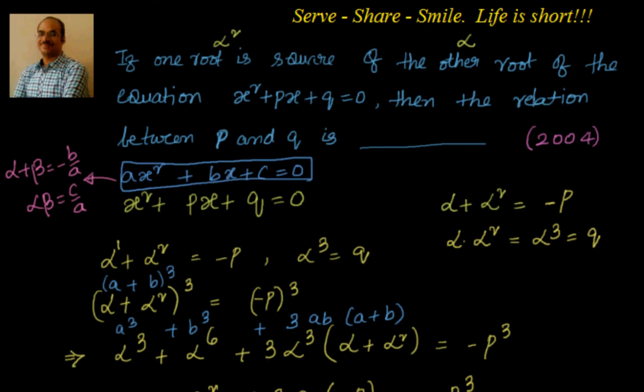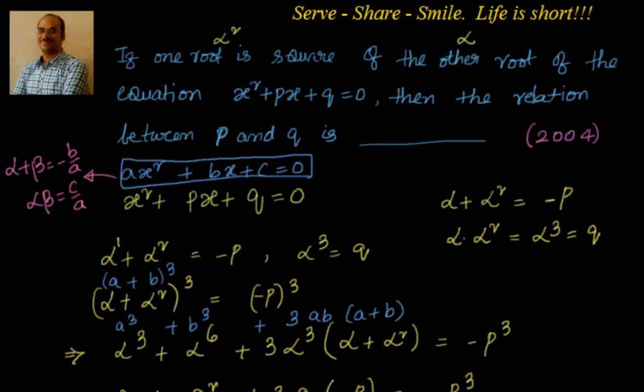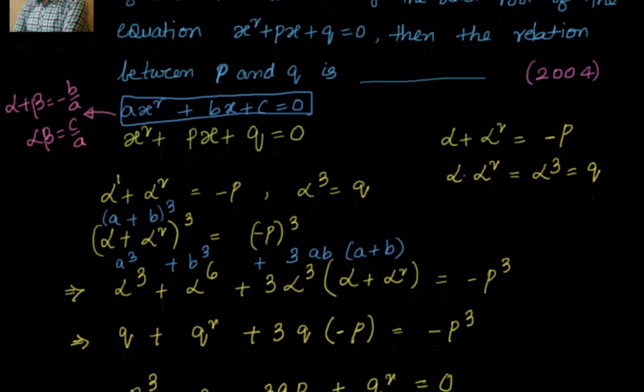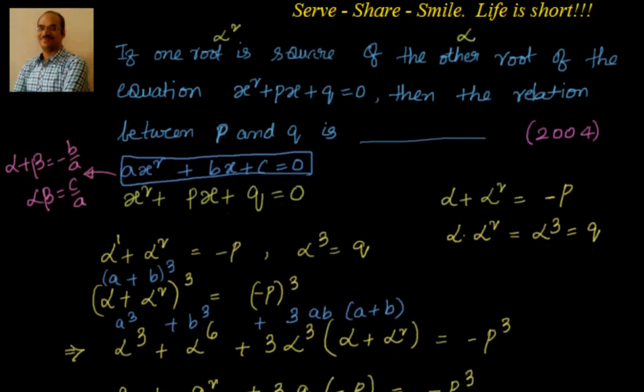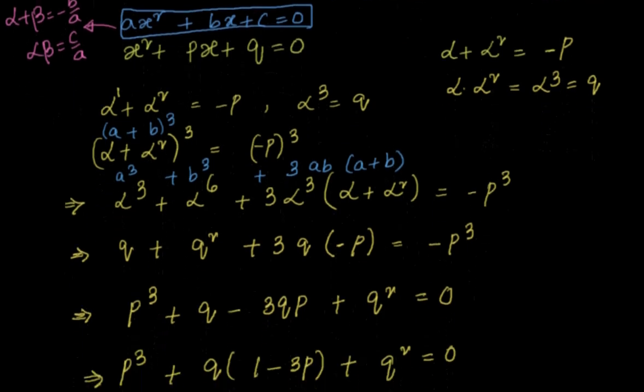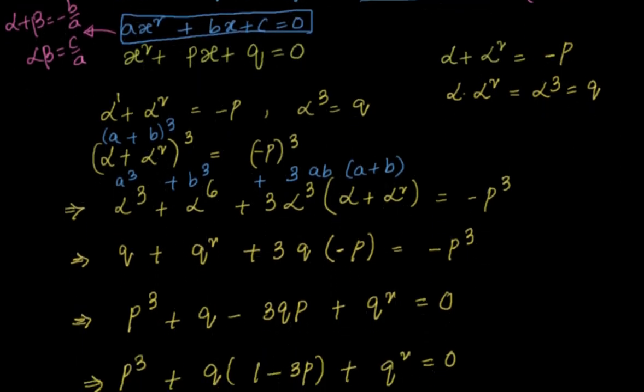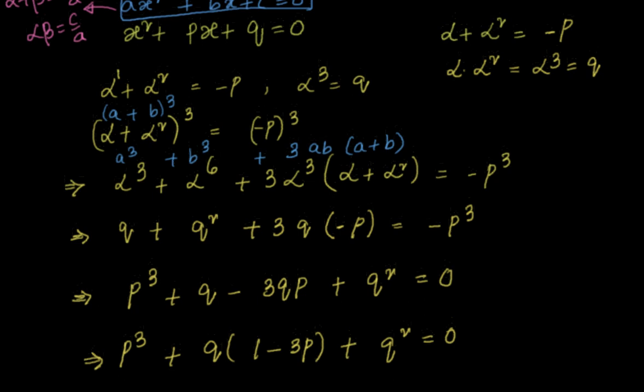So let's just go through this again, to summarize. One root is square of the other root. We have been given the equation x square plus px plus q. This is based on the relation between the zeros and coefficients of a quadratic polynomial. We know alpha plus beta is minus b by a and alpha beta equal to c by a. Substituting those values, we take alpha and alpha square as the roots of the equation, because we know one is square of the other. We get alpha plus alpha square equal to minus p, comma, alpha cube equal to q.